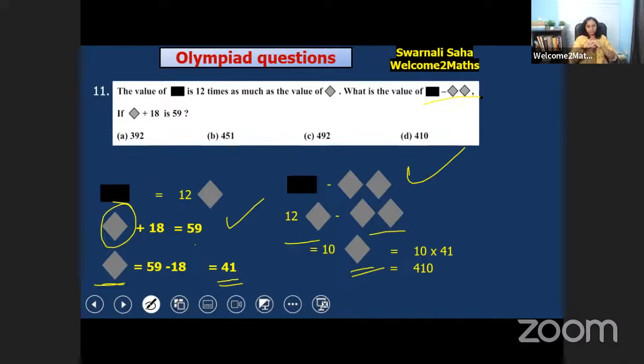Okay, it's 410. It is the answer. In this way we have to solve the question. So now let's move on. Hope you understood. It's so easy. Now let's move on. Let's solve one more question.